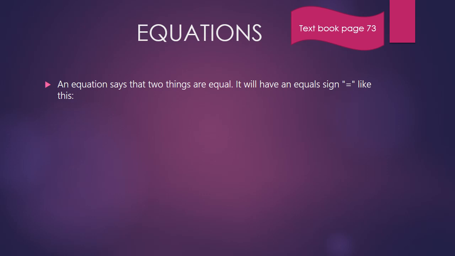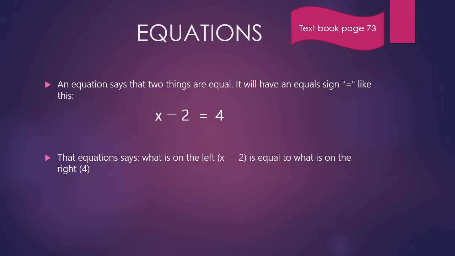An equation says that two things are equal. It will have an equal sign like this. That equation says what is on the left hand side is equal to what is on your right hand side. Now look at this given example: x minus 2 equals 4. So it says x minus 2 equals 4. So an equation is like a statement: this equals that. I hope now it's very clear about equations.